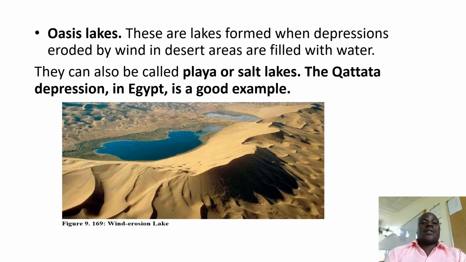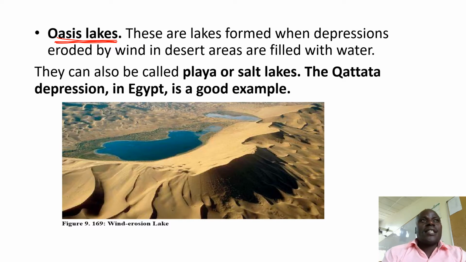Okay, this is lesson 3 about the types of lakes based on their mode of formation. And here we have oasis lakes. These are desert lakes. They are lakes formed when depressions eroded by wind in desert areas are filled with water.